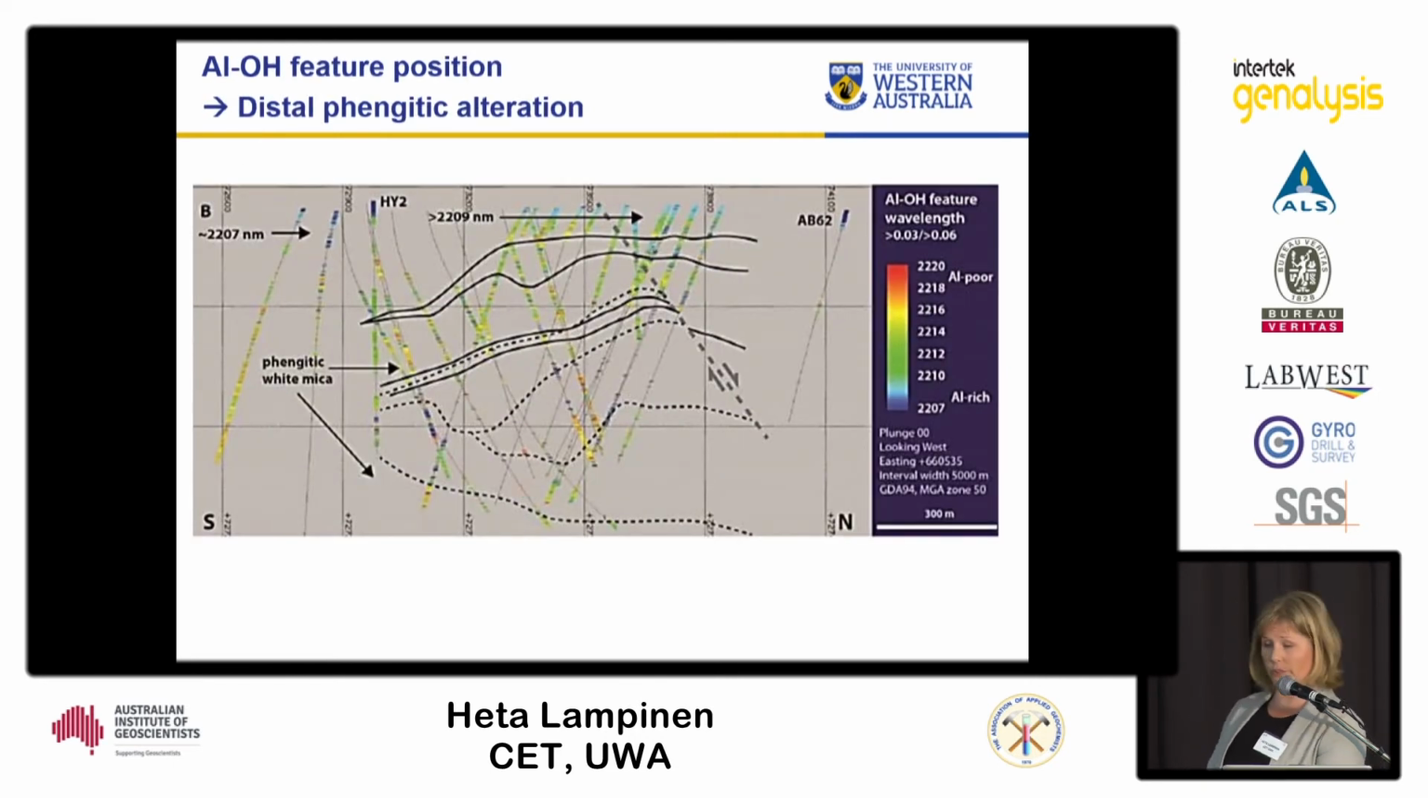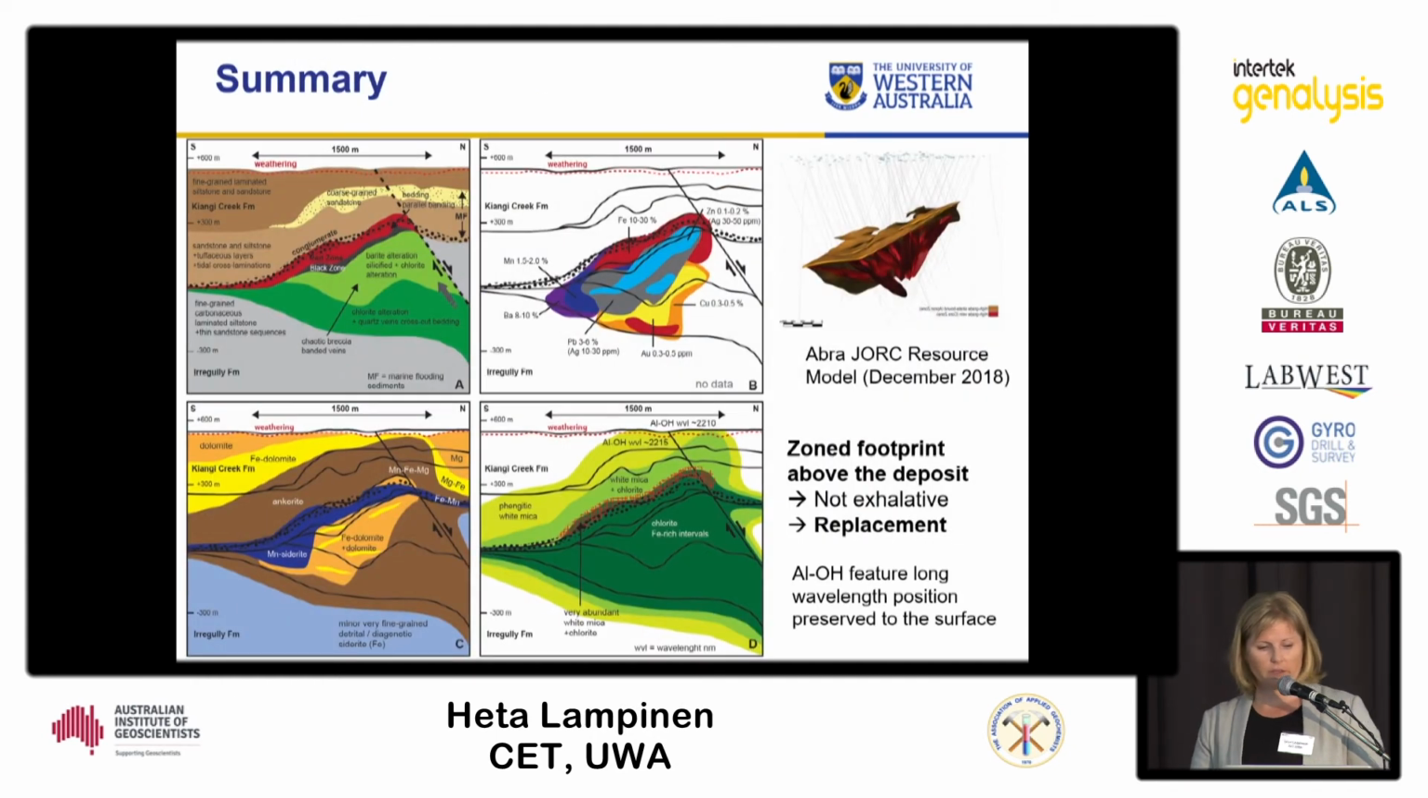About the white mica composition, that's from a distal core. You get more of a short wavelength feature for aluminium OH, and then on the top of the deposit, all of it is more phengitic. But the phengitic feature is also affected by weathering. So if you have about 2220 or something, weathering will shift the aluminium OH feature towards the center, I guess.